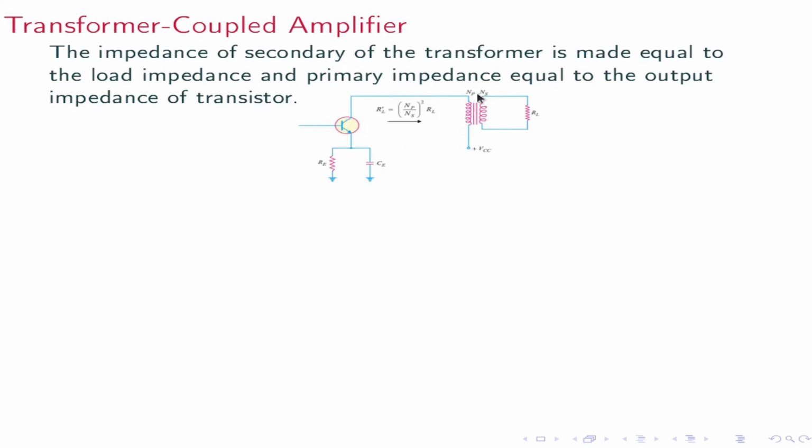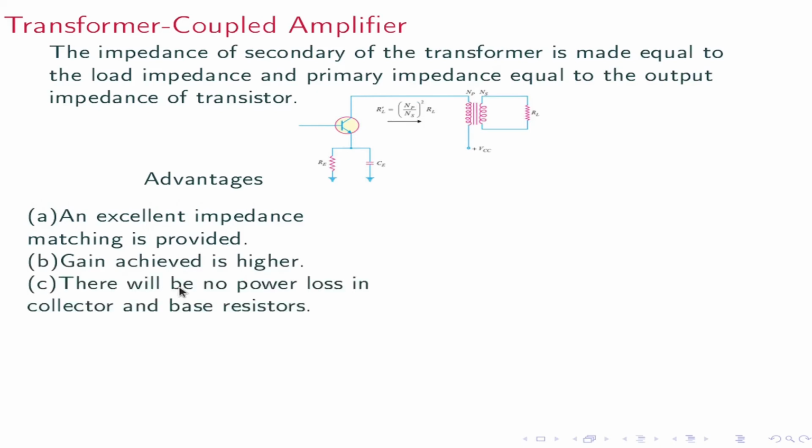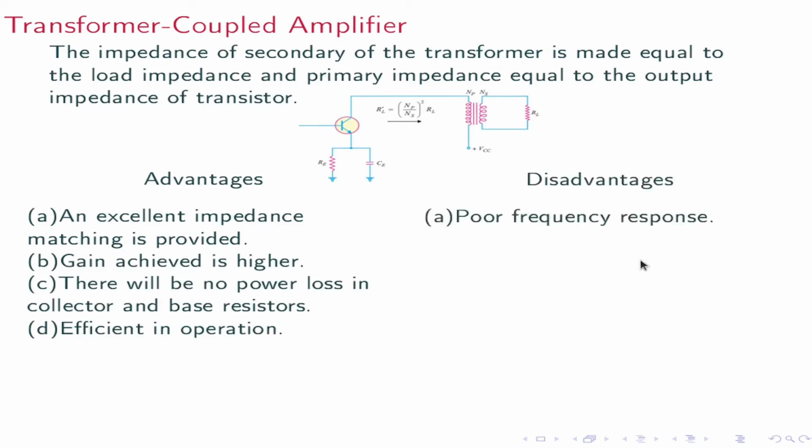For example, suppose N_P is the number of primary turns and N_S is the number of secondary turns. R_L is the load here, then the effective primary impedance R_L prime is equal to (N_P by N_S) all squared into R_L. That's how it is calculated. Its advantages are excellent impedance matching, high gain, no power loss in collector and base resistors, and efficient operation, but it has poor frequency response.